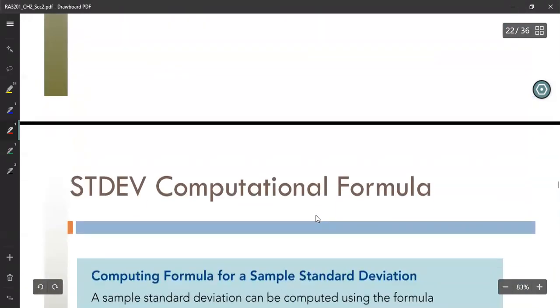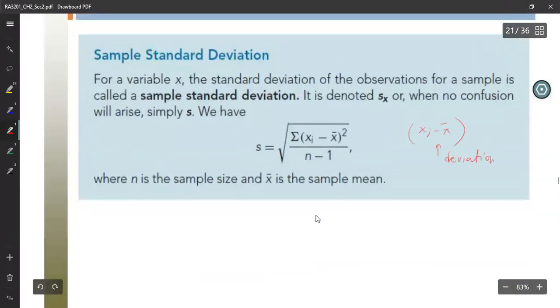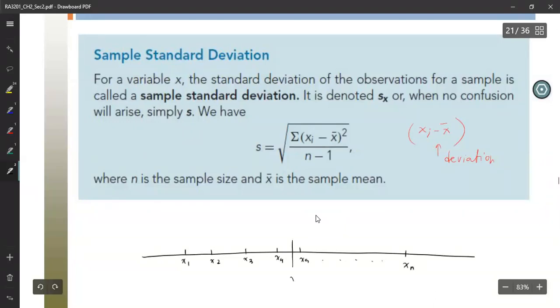So if I explain it using a small graph, here are my observations, x1, x2, x3, up to xn, right? Suppose you have the mean somewhere here, x bar. Now remember, the mean is the balance point.